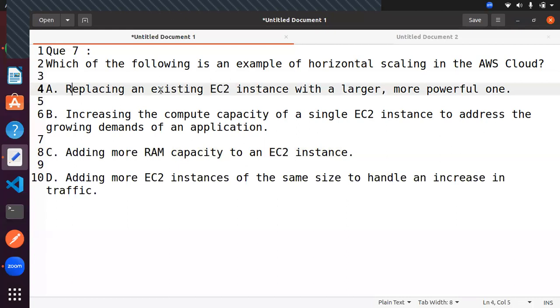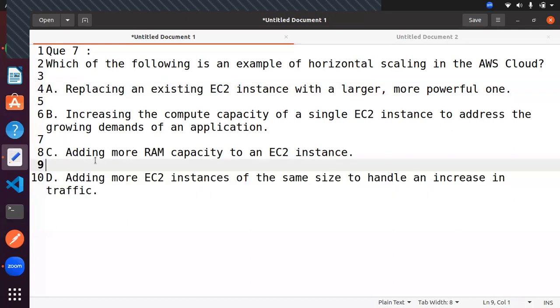Option A is replacing an existing EC2 instance with a larger, more powerful one. Option B is increasing the compute capacity of a single EC2 instance to address the growing demands of an application. Option C is adding more RAM capacity to an EC2 instance. Option D is adding more EC2 instances of the same size to handle an increasing traffic.